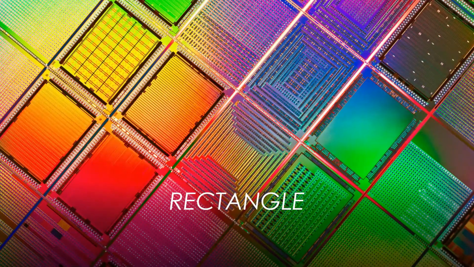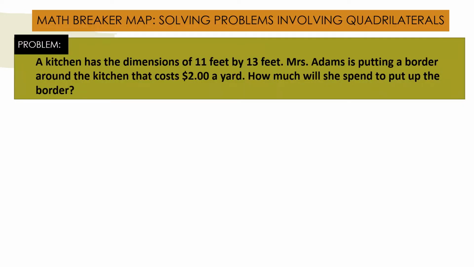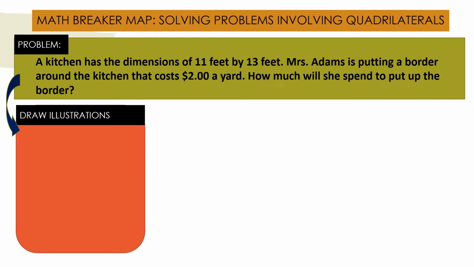Let us solve problems involving rectangle. A kitchen has a dimension of 11 feet by 13 feet. Mrs. Adams is putting a border around the kitchen that costs $2 a yard. How much will she spend to put up the border? So again, let us use a math breaker map to solve the problem. As an initial step, we need to have the dimensions and the illustrations of our problem. So that is 11 by 13. And we need to put a border around the given kitchen. So that costs $2 per yard.